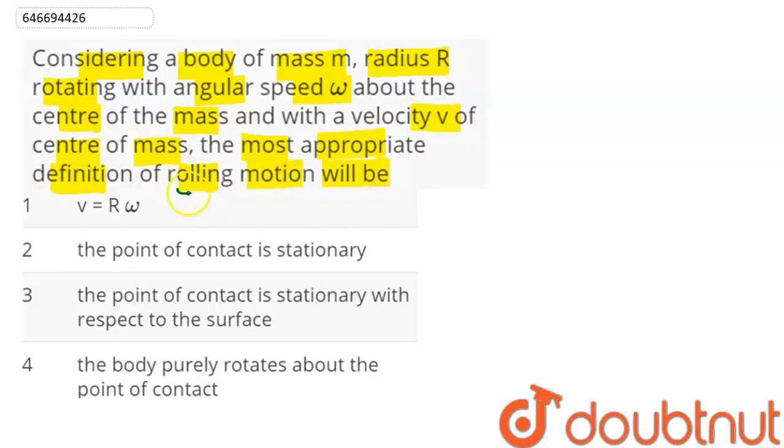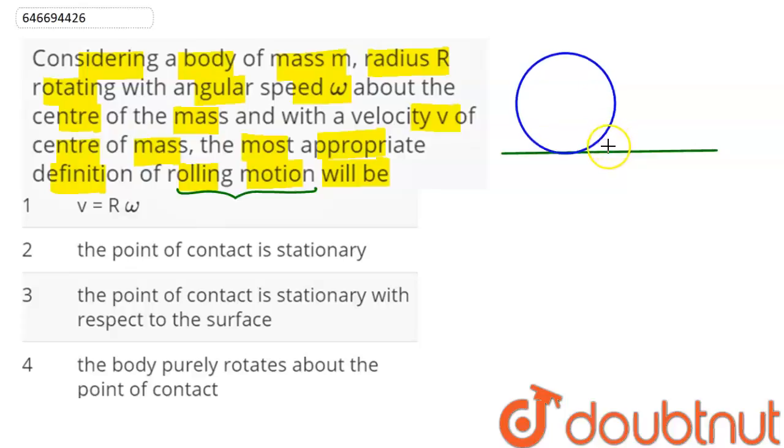Hence we can say here, for rolling motion we have, let's say this as ground. So we can say here, let's say this is our spherical body, whose center of mass velocity is given here as v, its mass is m, its radius is given to be r. Now for pure rolling motion, the definition says that this point of contact with the surface must have relative velocity with respect to the surface equal to 0.